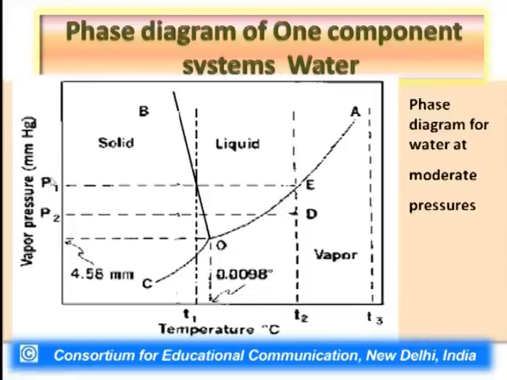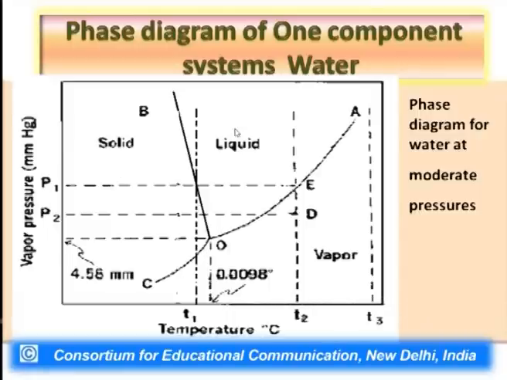So, we plot the equilibrium vapor pressure versus the temperature of the system, and we can note that the area to the left of curve BO and above curve OC, the locus of all the points which lie in that area, represents the equilibrium state of the system in which there is only one single phase, that is, the solid phase.